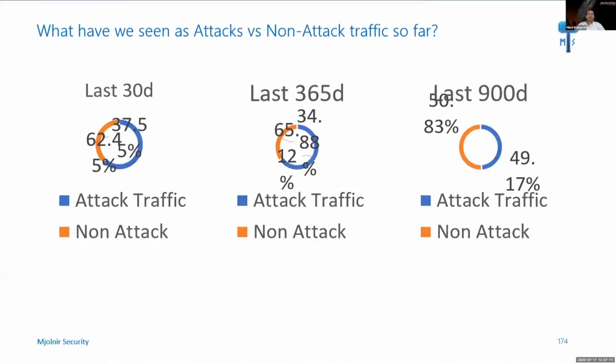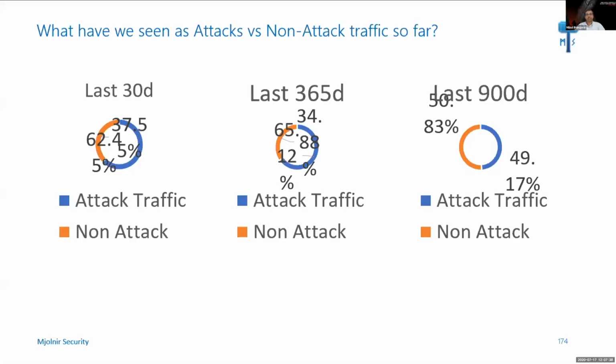Okay. So I tried to find out how many attacks we have seen in terms of attack traffic versus all the non-attacks. I've got my own set of rules, filters, and so on to identify which of these were attack traffic and which were not. So over the last 30 days, about 37.55% of the traffic, the one in orange, is the non-attack traffic, but about 62.45% was the attack traffic.